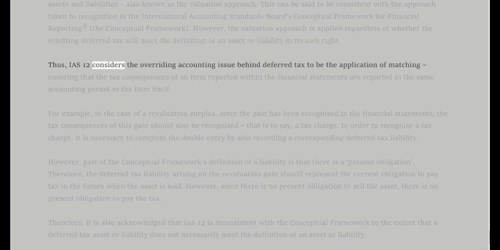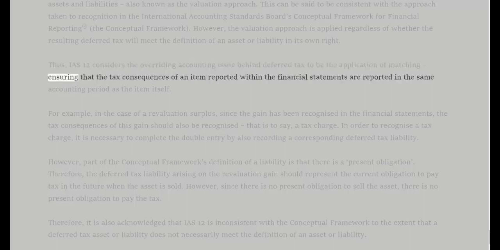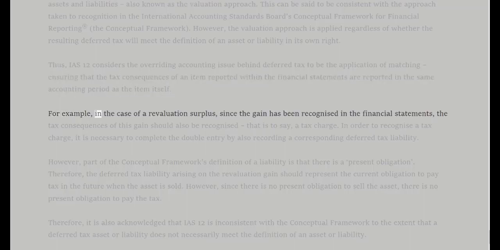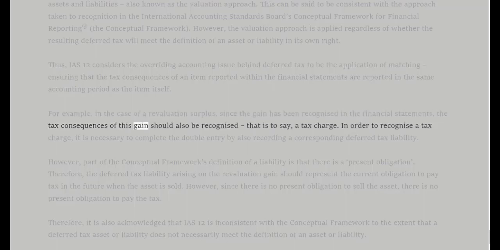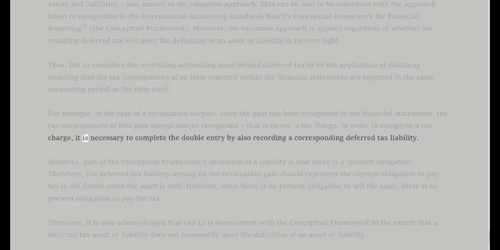Thus, IAS 12 considers the overriding accounting issue behind deferred tax to be the application of matching, ensuring that the tax consequences of an item reported within the financial statements are reported in the same accounting period as the item itself. For example, in the case of a revaluation surplus, since the gain has been recognized in the financial statements, the tax consequences of this gain should also be recognized, that is to say, a tax charge. In order to recognize a tax charge, it is necessary to complete the double entry by also recording a corresponding deferred tax liability.